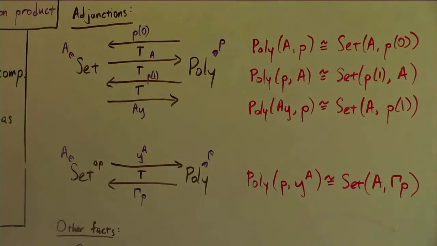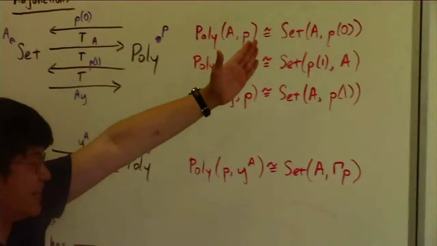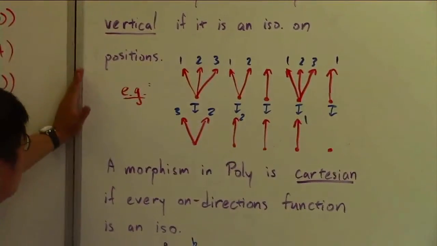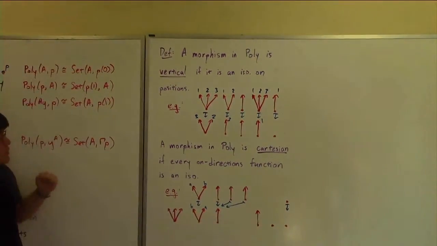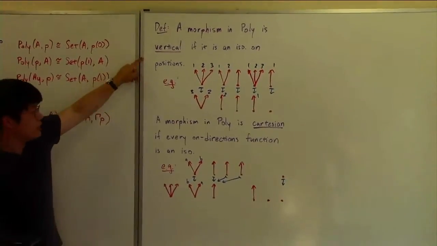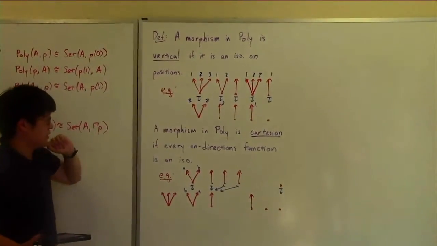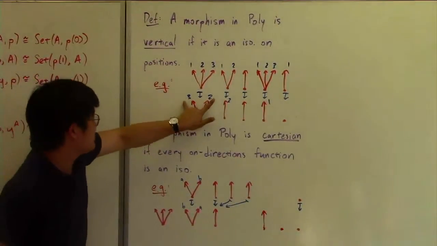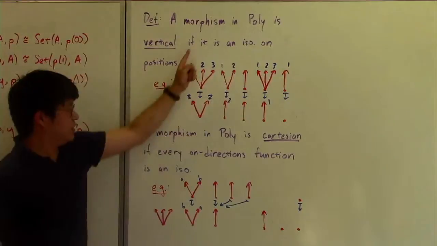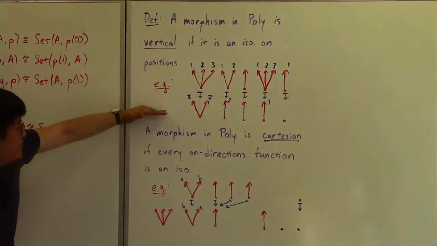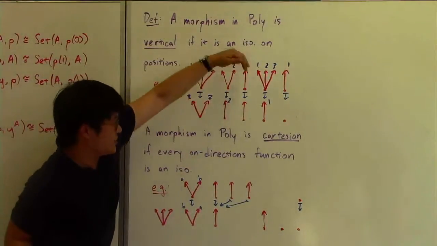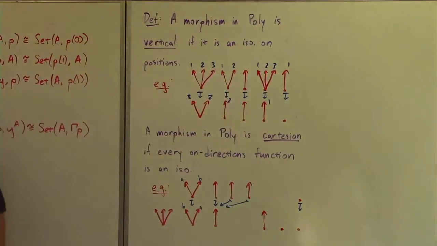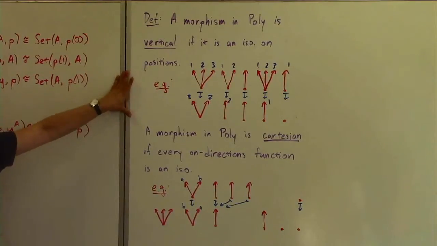There's also another factorization system in Poly, although these words might not mean anything until I introduce them here. So we'll use these once in a while. A morphism in Poly, we call it vertical if it is an isomorphism on positions. I've just drawn a quick little map of polynomials here. The numbers tell you where each direction goes backwards. But you don't really have to worry about the numbers here, because you can see that every position corresponds to another position. So this is an isomorphism of positions, and this is an example of a vertical map in Poly.